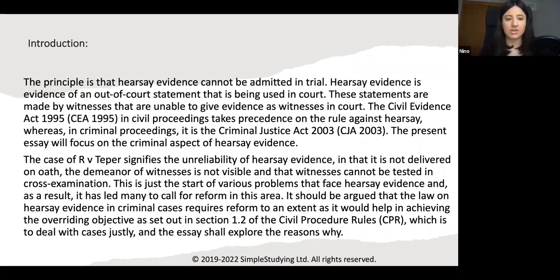It should be argued that the law on hearsay evidence in criminal cases requires reform to an extent, as it would help in achieving the overriding objective as set out in Section 1(2) of the Civil Procedure Rules, which is to deal with cases justly.